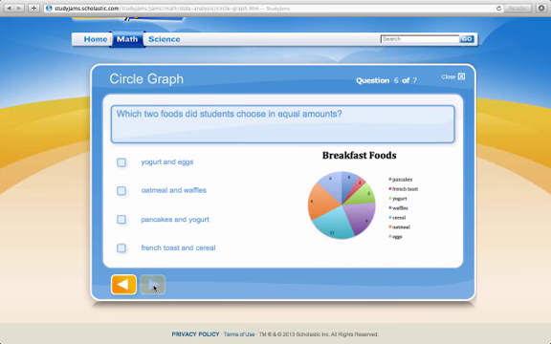Which two foods did the students choose in equal amounts? Yogurt and eggs, oatmeal and waffles, pancakes and yogurt, French toast and cereal.